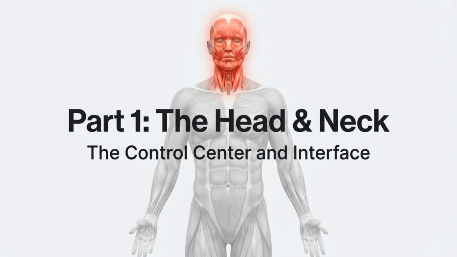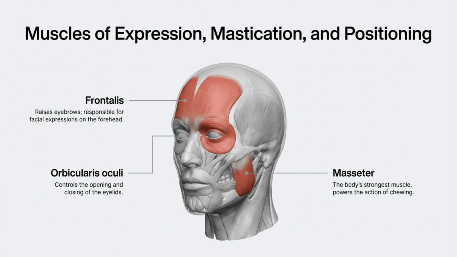Functionally, this region serves as the control center and the primary interface for the human machine. In this region, we identify key muscles responsible for expression, mastication, and positioning. First, the frontalis raises the eyebrows and drives facial expressions on the forehead. Second, the orbicularis oculi controls the mechanism for opening and closing the eyelids. And third, the masseter, considered the body's strongest muscle, powers the mechanical action of chewing.